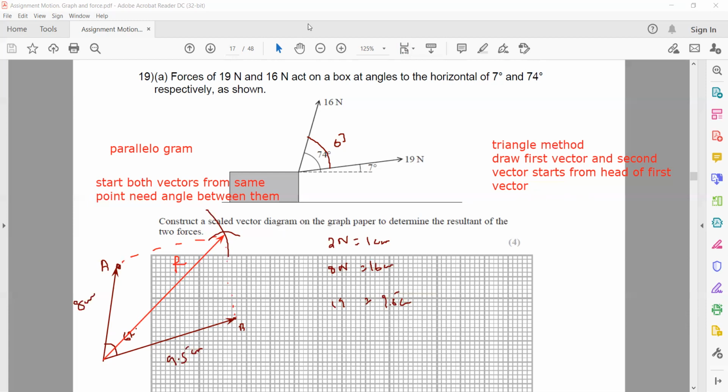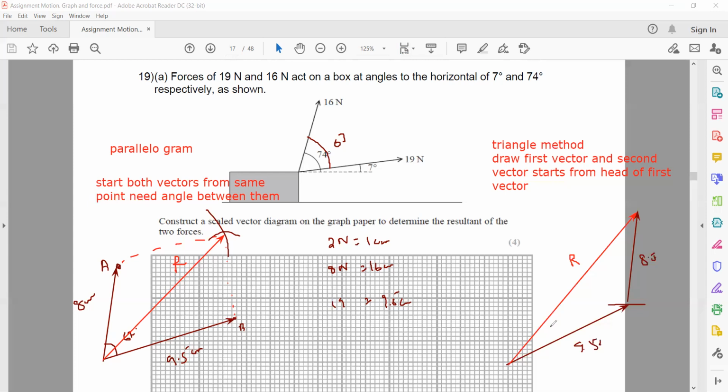But what about the triangle method? First we draw the first vector to scale. You can select the same scale. So we draw 9.5 centimeter, which was making 7 degrees to horizontal. Then now we have to draw the second vector from this point. And the angle is 74. So we'll mark 74 with horizontal and draw the second vector with a length of 8.5. And from the tail of the first to the head of the last, that will be the resultant, and we call this a triangle method.